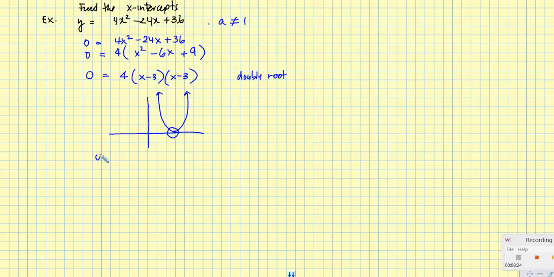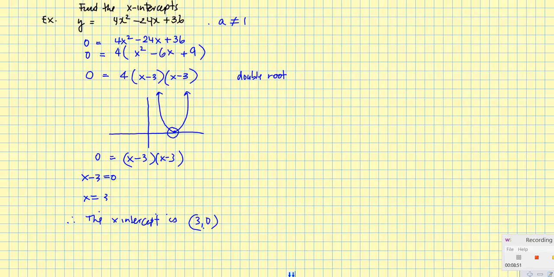So I know that 0 is equal to x minus 3 times x minus 3. I divided both sides by 4, so I got rid of the 4 at this point. And so I know that x minus 3 equals 0 and x equals 3. Therefore, I know that the x-intercept, and it's a double root, the x-intercept is (3, 0).